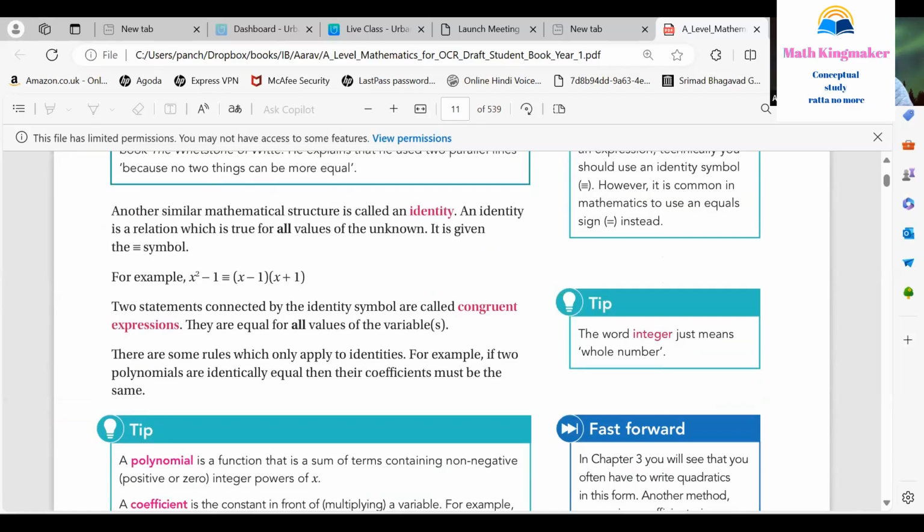Another similar mathematical structure is called an identity. What is an identity? Identity means you can say it's a formula. Two statements connected by the identity symbol are called congruent expressions. They are equal for all values of the variables. So congruent expressions means the two statements are equal.